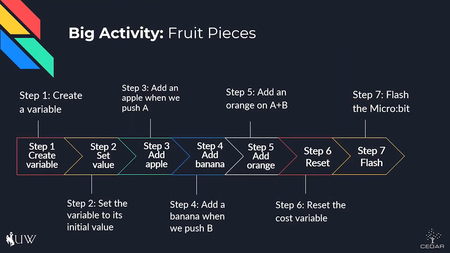Our activity today has 7 steps. First, we're going to create a variable, then we're going to set the variable to its initial value, we're going to add an apple when we push A, a banana for B, an orange on A and B together, and then reset the cost variable with the on shake tool. At the end, we're going to flash our microbit.